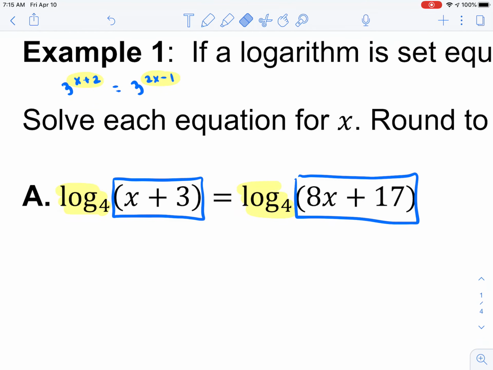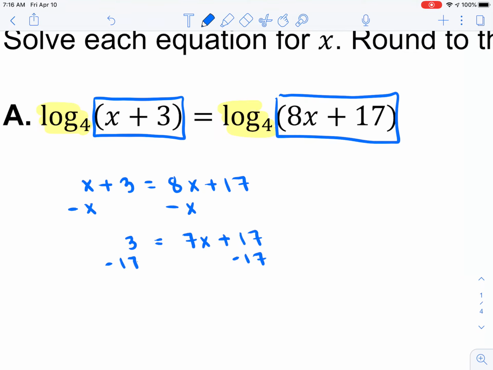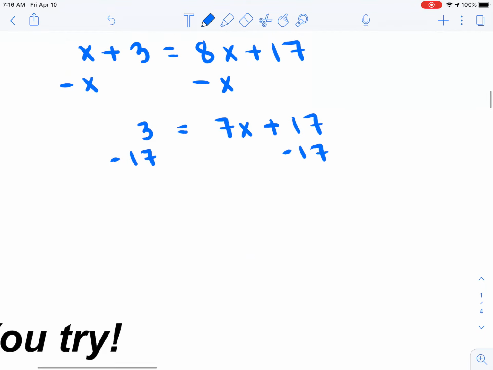So with that being said, we're going to take this x plus 3 and set it equal to the 8x plus 17, and we are going to solve for x. It doesn't matter which side you move the x's to. I'll move mine to the right. I know some of you don't feel comfortable with that, I get it. Then we can subtract the 17. So then what I get is negative 14 equals 7x. And then I can divide by 7 to get negative 2 equals x.